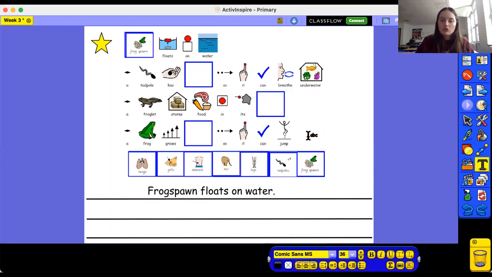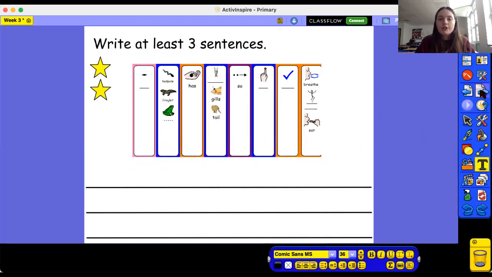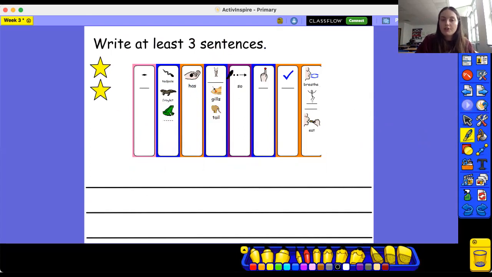The one-star challenge is on the school website. The two-star challenge, you're going to write at least 3 sentences. So I want to see at least 3. That means 3 or more. And you can use the communicating print to help you. Remember, we can circle things as we go along with our pencil to help us figure out what to write. A tadpole has legs, gills, or a tail. It has gills, well done. A tadpole has gills so it can breathe, jump, or eat.